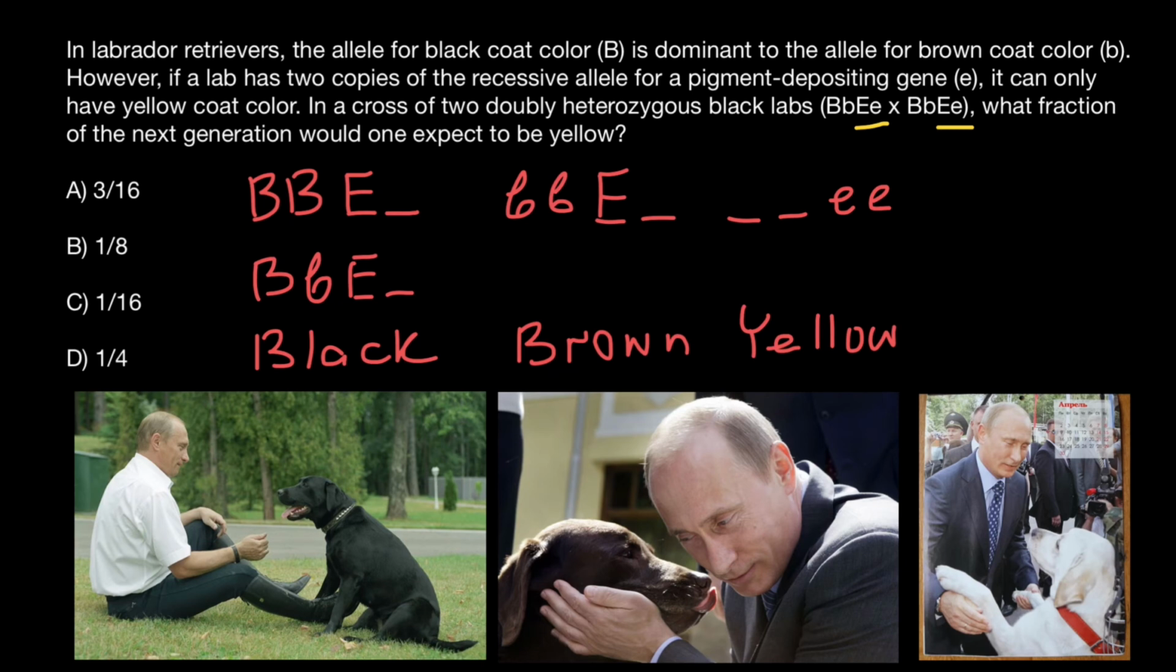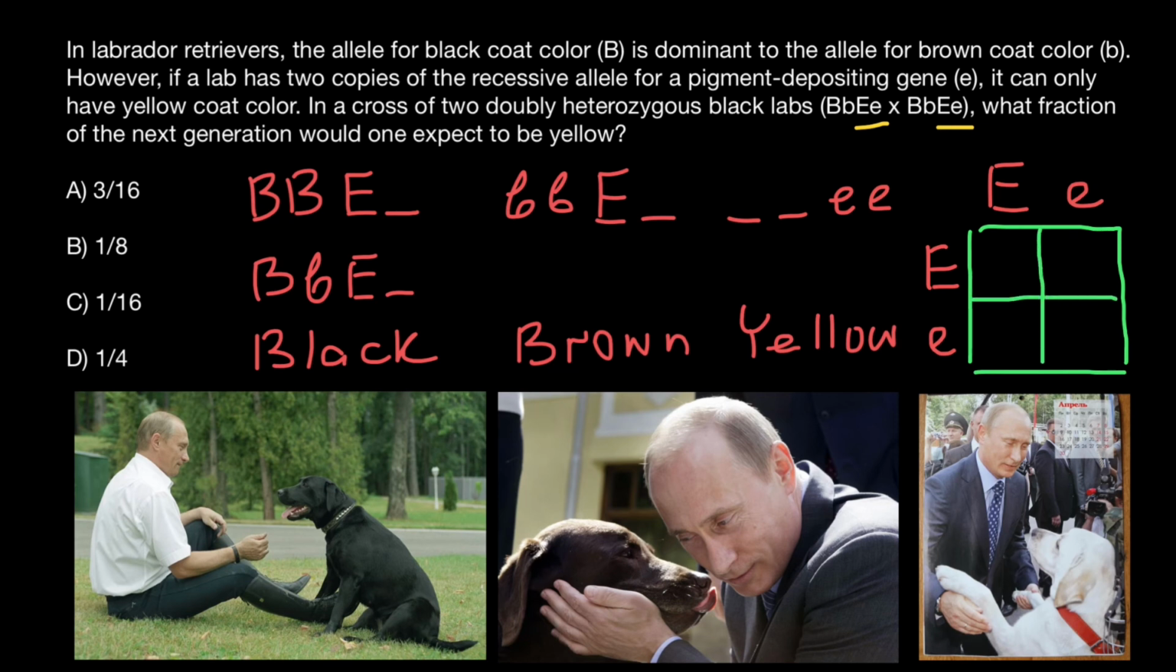We just need to build a simple Punnett square. We know that one animal is heterozygous for the gene E, and the other animal is also heterozygous for the gene E. When we build a simple Punnett square, let's take a look at what genotypes and phenotypes we get in the next generation. Capital E capital E here, capital E small e here, capital E small e here, and small e small e here. As you see, 1/4 of the next generation is going to be homozygous recessive for the gene E and would be yellow. And this is answer D.